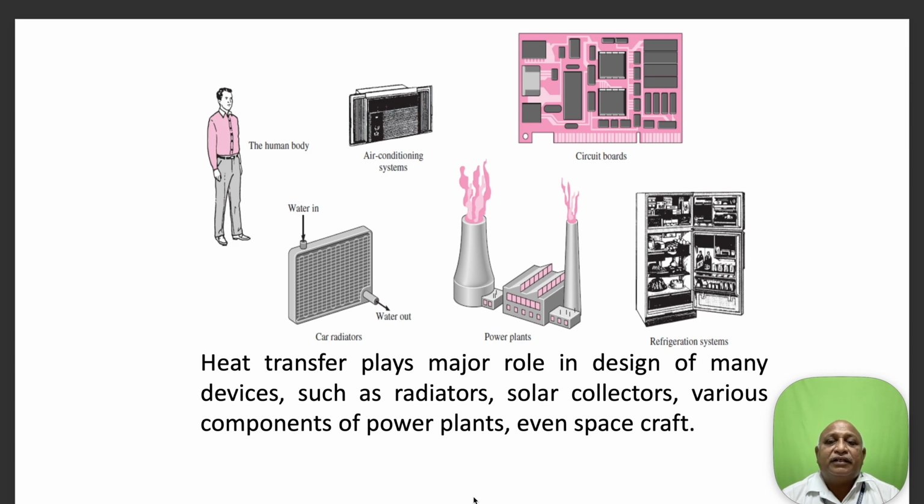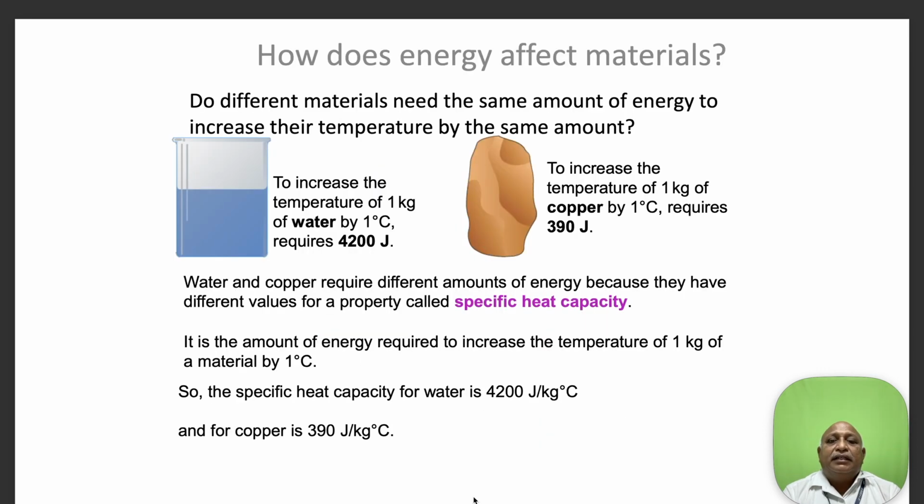As applications of heat transfer, you can take the human body, air conditioning systems, and heat transfer occurs in circuit boards, refrigerators, power plants, car radiators, and so on, and also in chemical industries and a lot of process industries. In this slide, you can understand how materials are affected by energy.